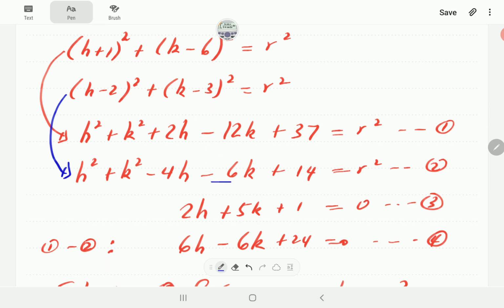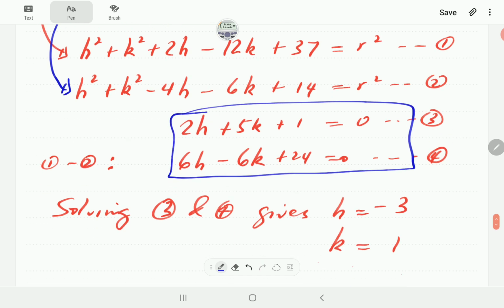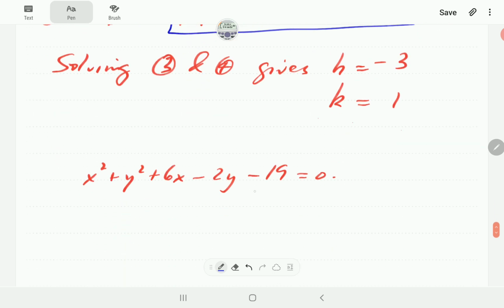Now notice that even though equations 1 and 2 look complicated because of these quadratic terms, if we subtract, all these three terms are going to fall away. So 1 minus 2, then we've got this equation, and then 3 and 4 now can be solved simultaneously. If you do that, you must find h is -3 and k is 1, and then we can now write the equation of the circle.